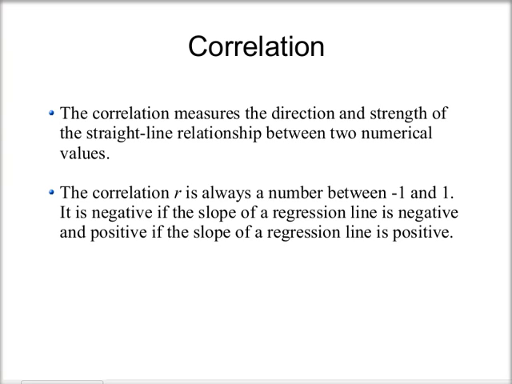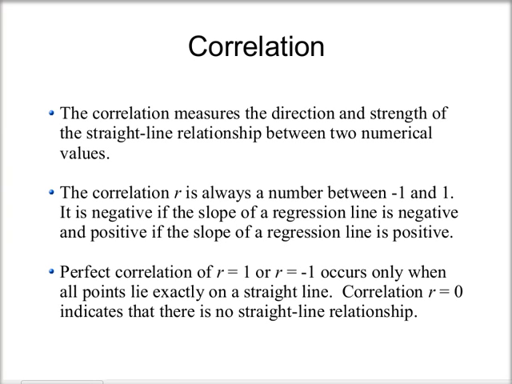It's negative if the slope of a regression line for the scatter plot is negative, and it's positive if the slope of a regression line for the scatter plot is positive. Perfect correlation, if we have r equals 1 or r equals -1, occurs when all of the points in the scatter plot lie exactly on a straight line. If correlation is equal to 0, then that indicates that there is no straight line relationship. You just have a random cloud of points on your graph.